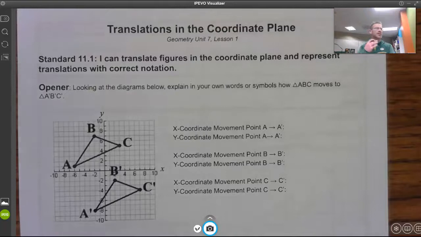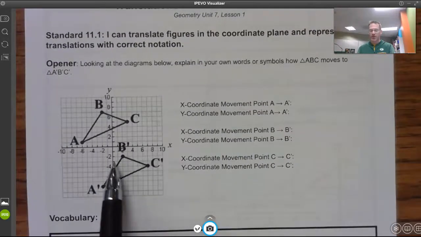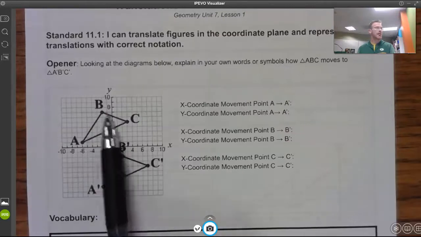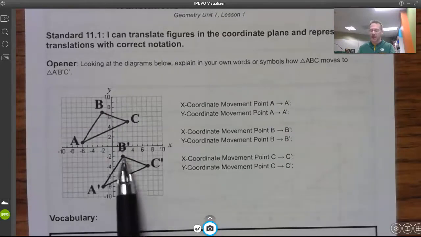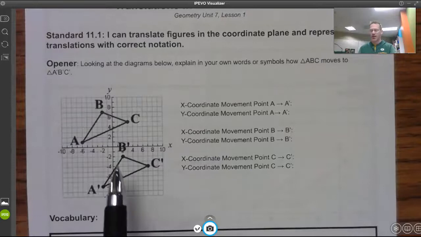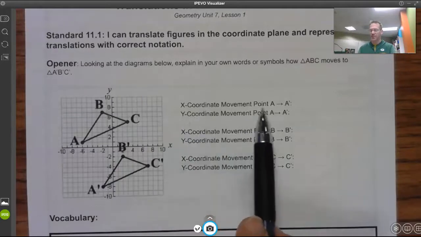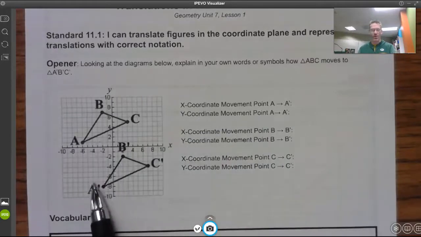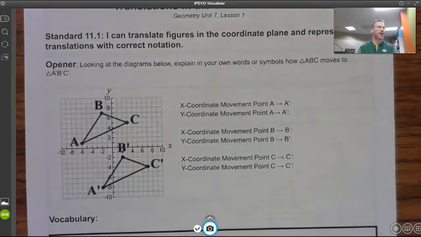To get you thinking about this, we have our opener here. We have triangle ABC, and it has been moved to give us triangle A prime, B prime, C prime. What I want you to do is pause the video and tell me, how did we move point A to point A prime? How do we move point B to point B prime? How do we move C to C prime? Then we'll talk about what that means. So go ahead, pause the video, do that for me, and flip it back on, and we'll see what you got.